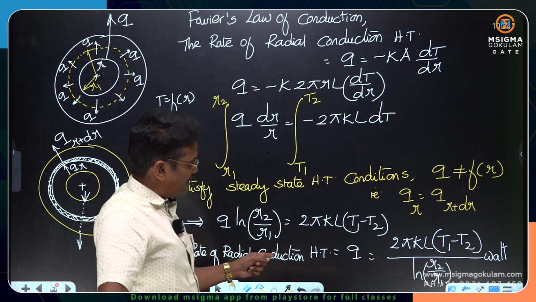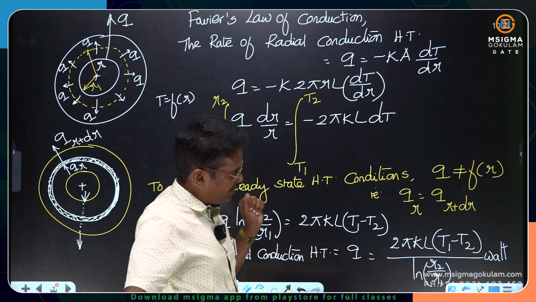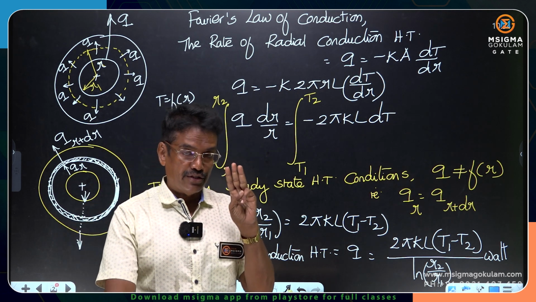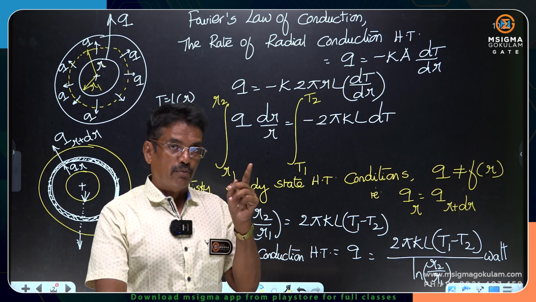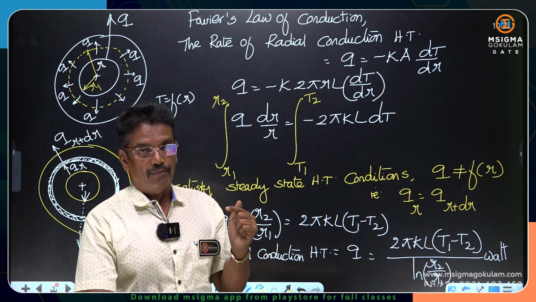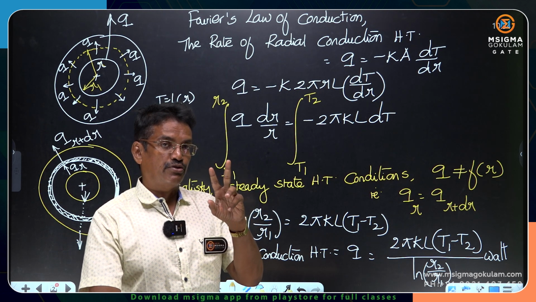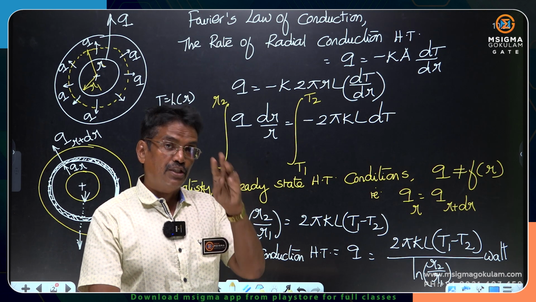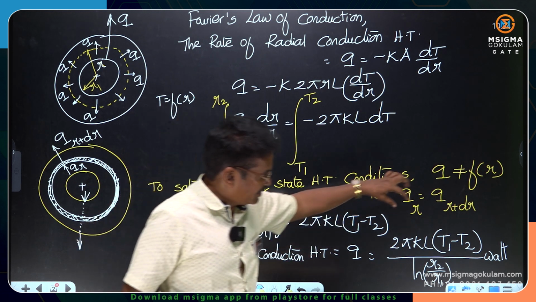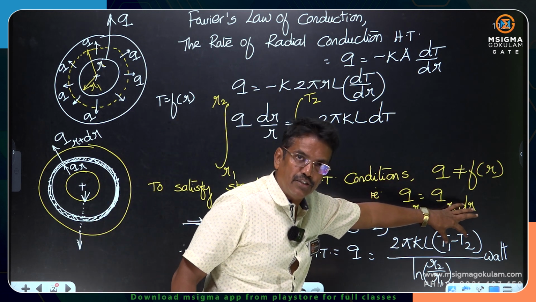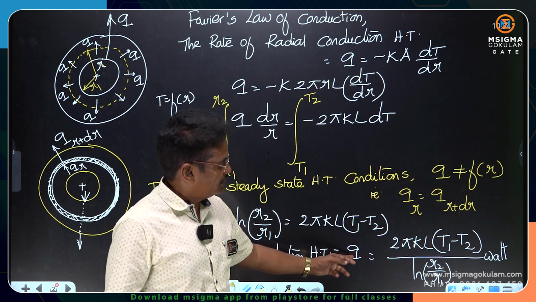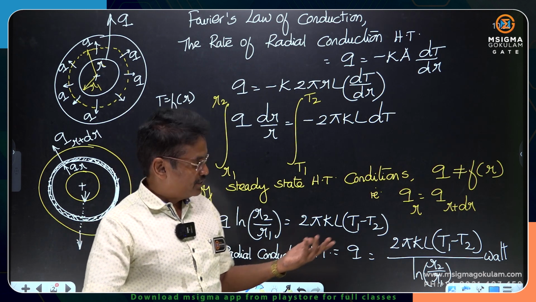Now, having seen the rate of radial conduction heat transfer through a hollow cylinder, I would like to introduce the third kind of thermal resistance. Earlier I had given you two thermal resistances: one is B upon KA, second is 1 upon hA. The third resistance of conduction type, I am going to introduce here by taking this as the thermal potential. Delta T is the thermal potential. This is the heat current. The rest will be the thermal resistance.